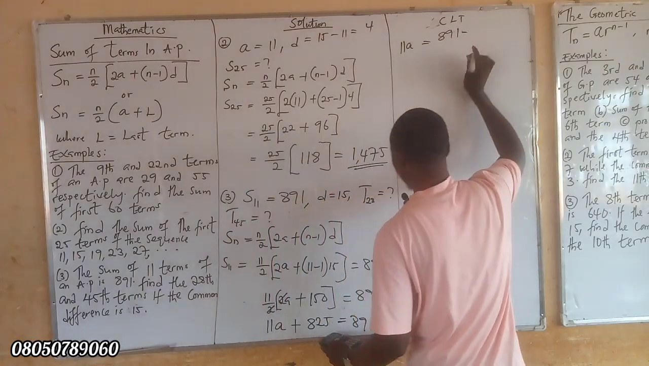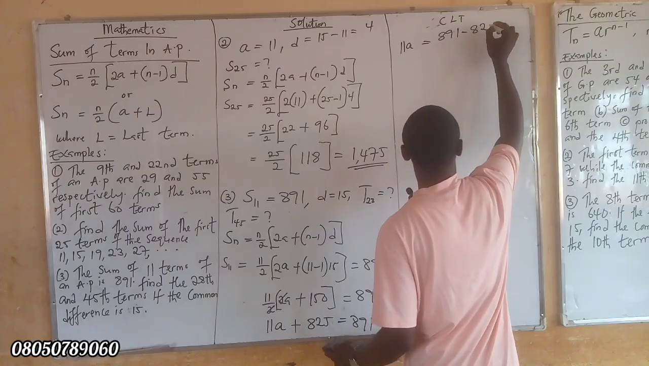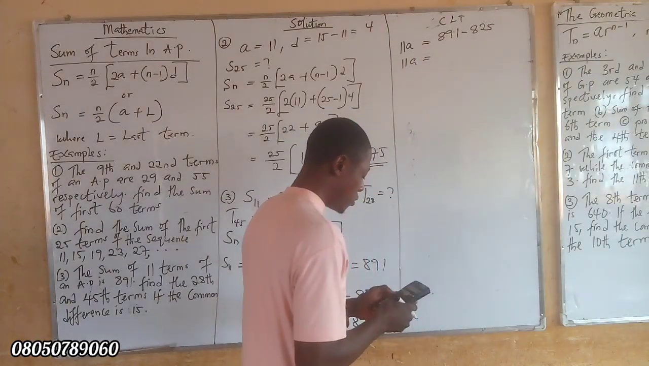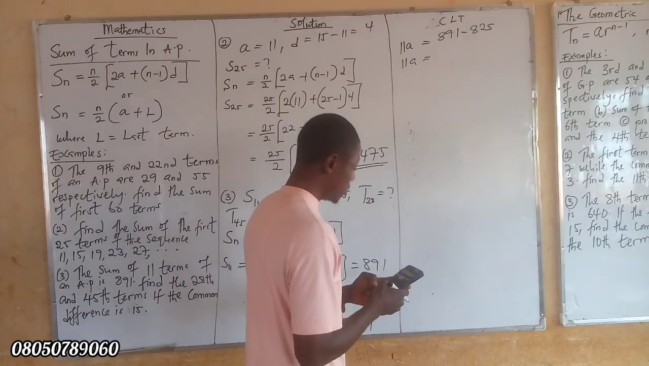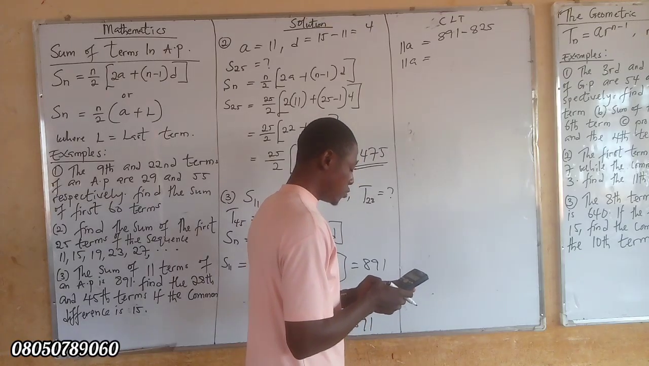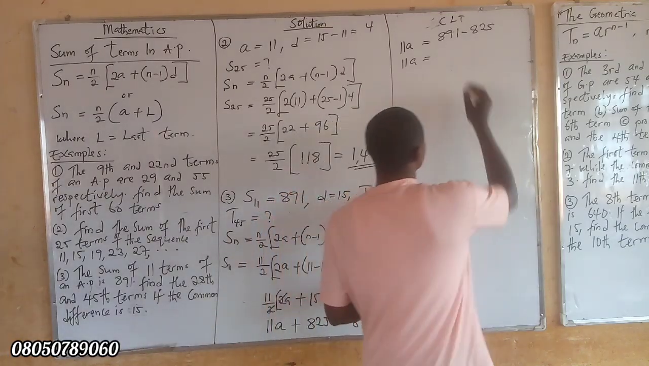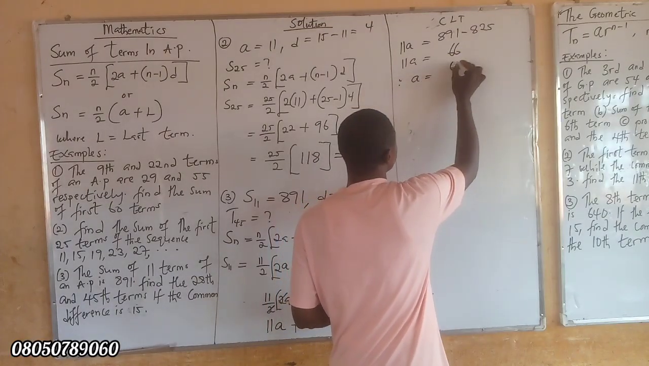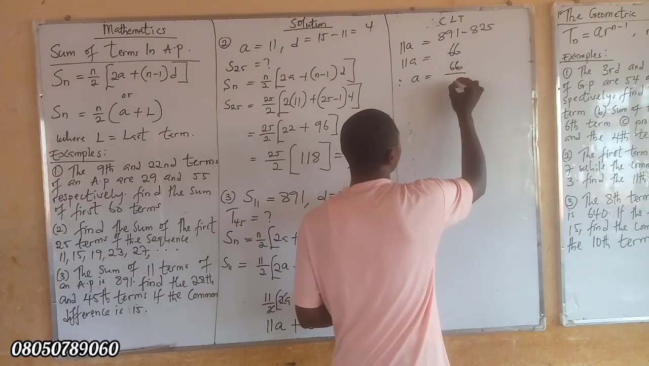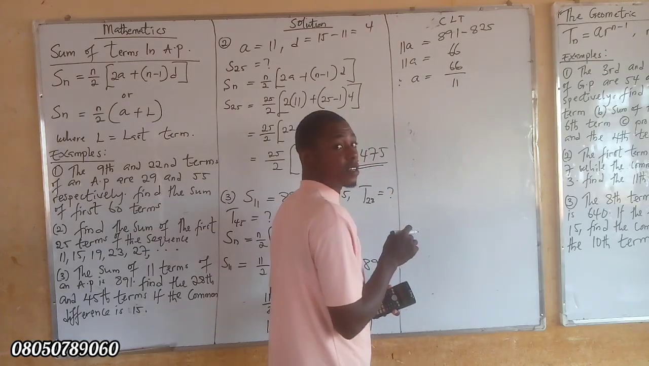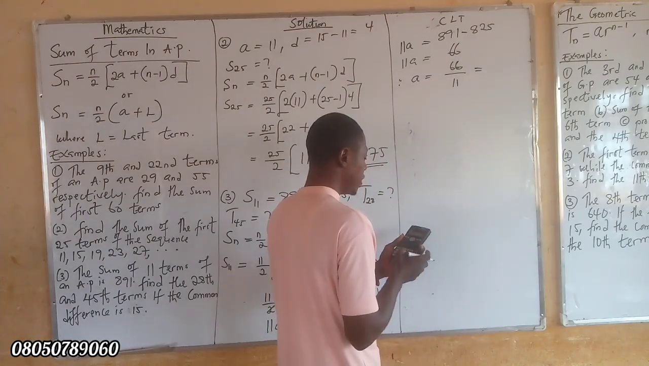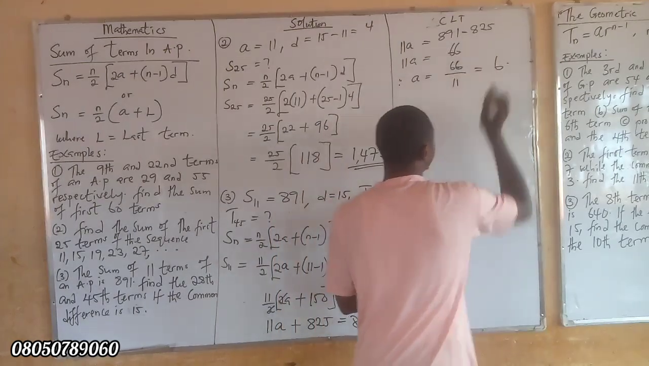825. So 11A will be equal to 891 minus 825, which is 66. So therefore, our A will be equal to 66 over 11. So 66 divided by 11 will give us 6. So our A is 6.